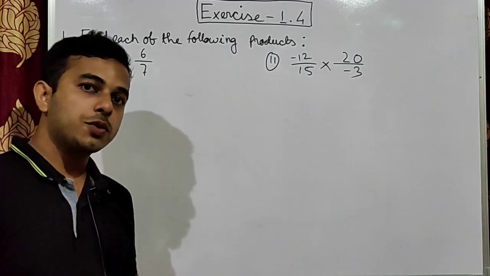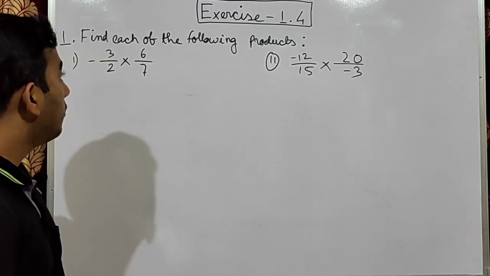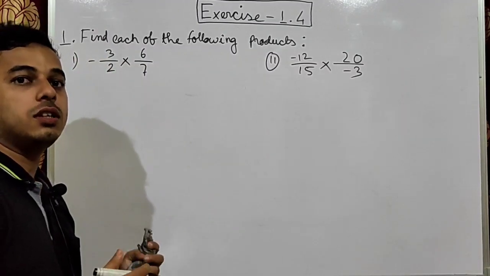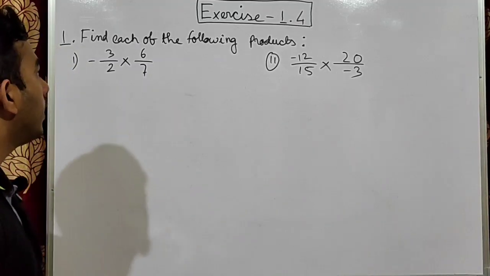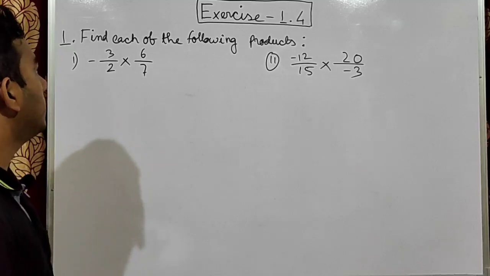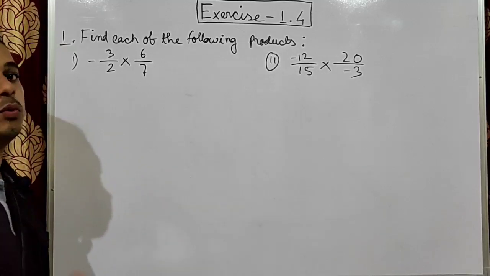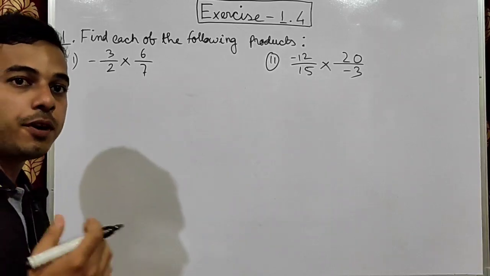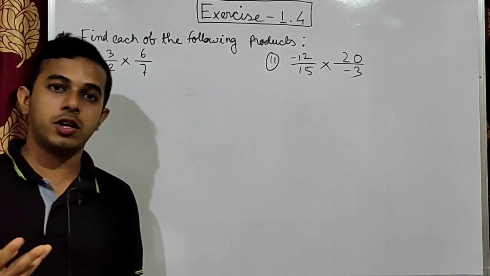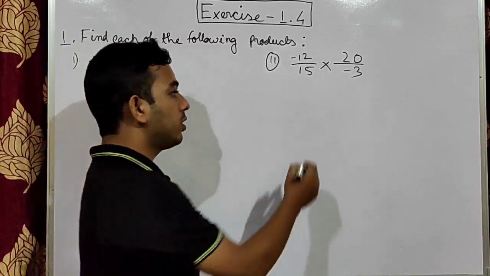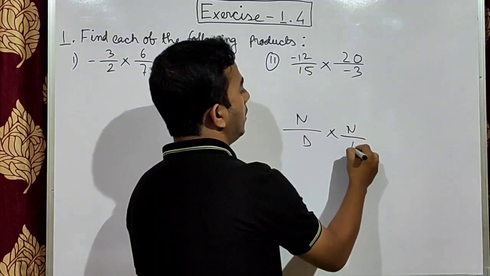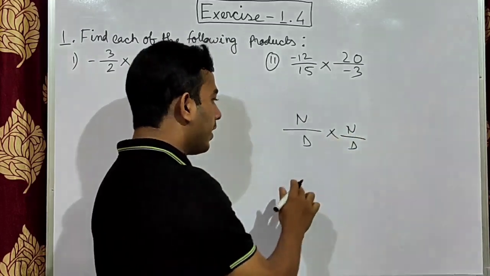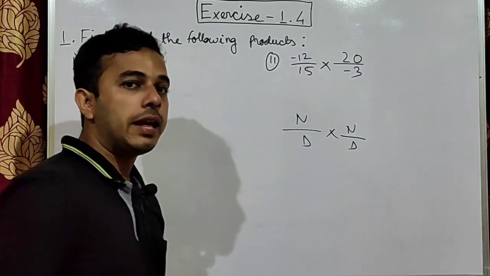multiplication of rational numbers. So our first question of exercise 1.4 is: find each of the following products. Product means to multiply the rational numbers. Here are the two rational numbers. The first one is minus 3 by 2 and the other is 6 by 7. We have to find the product. How do we find the product of rational numbers? Suppose this is numerator and this is denominator, into numerator and denominator. You multiply numerator with numerator and denominator with denominator. Is it clear? Very good.